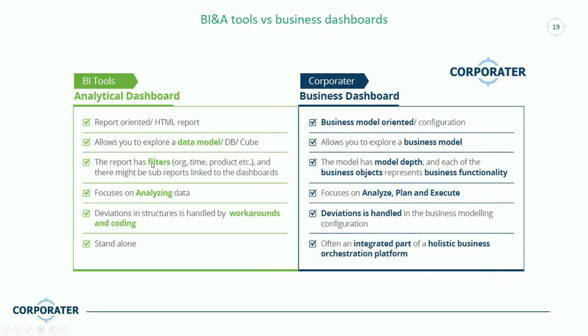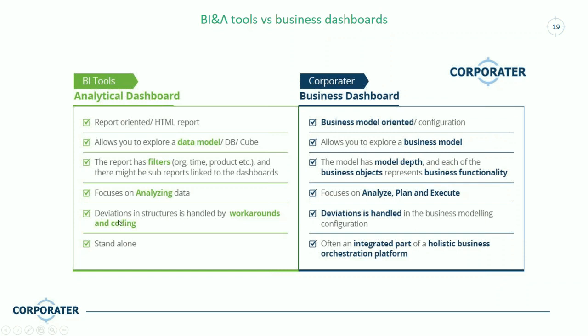Here in the BI world, you work with filters where you say, show me this year, this product, this organization, etc. But in Cooperator, you navigate in a business model depth, and you have more than just the numbers. BI tools focus on analyzing. Cooperator focuses on analyze, plan, and execute, so it also has the planning and execution side of it.